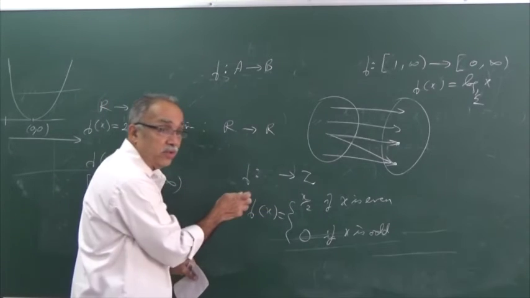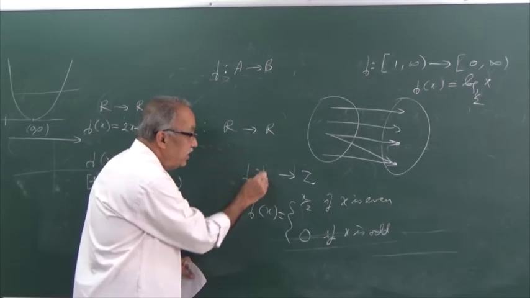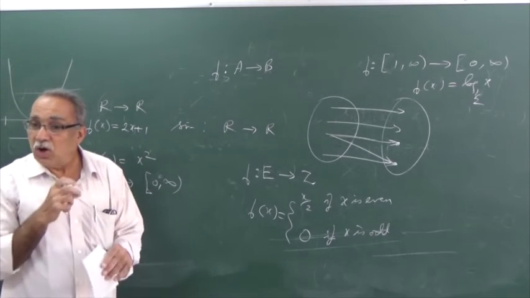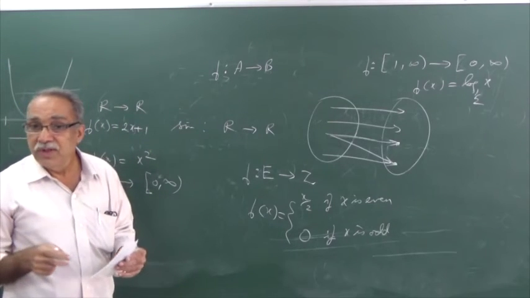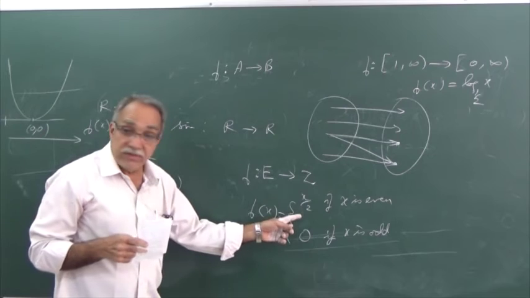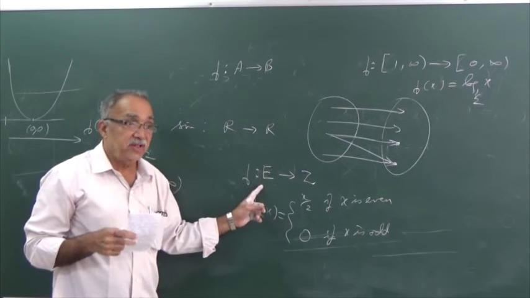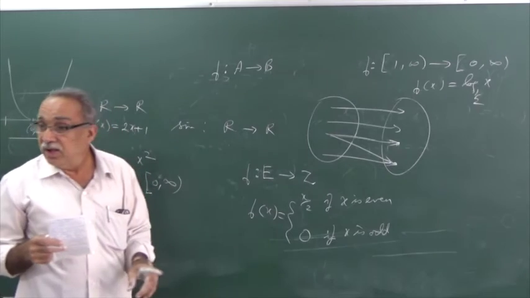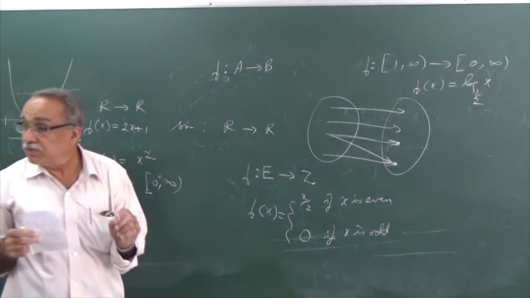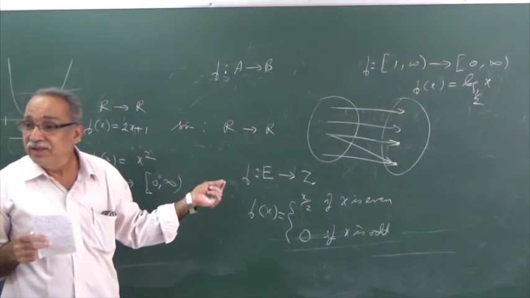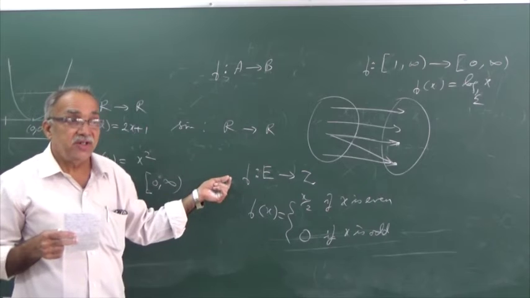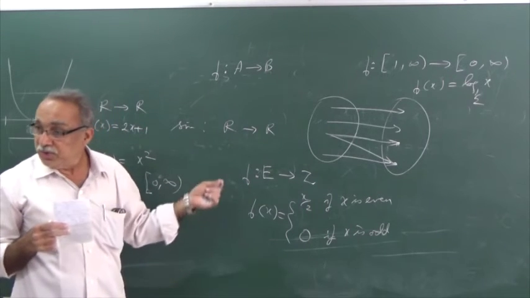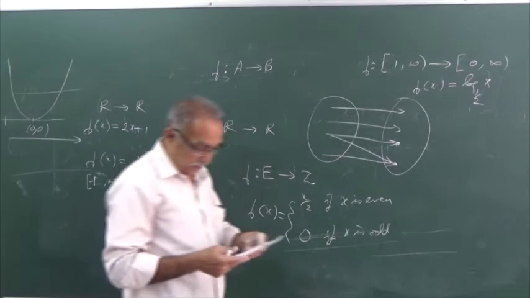Let this consist of only even integers. All odd integers have been removed. Do you get image 0 even now? Yes, for the even integer 0, image is 0. Do you get every integer belonging to this set as image of some element belonging to this set? Yes. Now the function is what? Bijection. Both 1-1 and onto is a bijection. Okay.